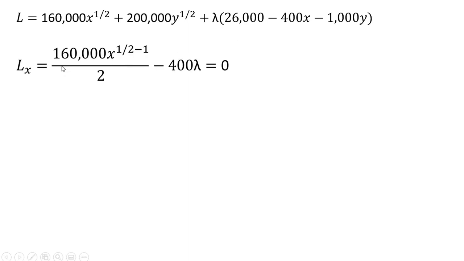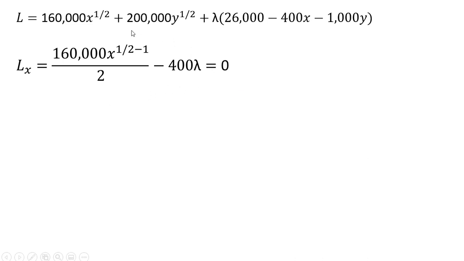And we're going to take three partial derivatives. The first partial derivative will be the Lagrangian with respect to x. The exponent on the x term comes down in front. That's why we have 2 in the denominator. Then we subtract 1 from that exponent. And then we have lambda multiplied by minus 400x, and the derivative of that leaves us with minus 400 lambda. We're maximizing, so we set this partial derivative equal to 0.